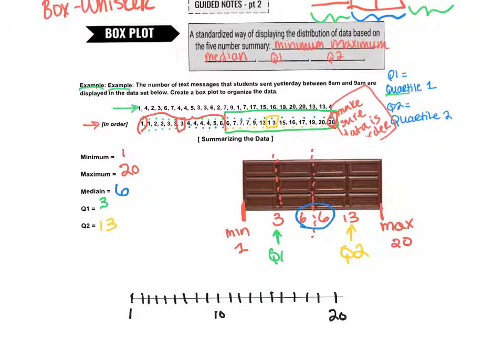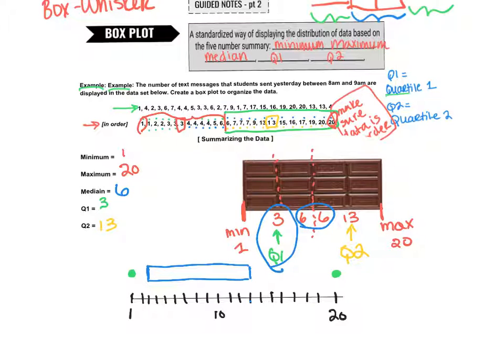The minimum number will have a dot above it, and the maximum number will have a dot above it. So the dots represent the min and the max. The next part of it is we have a box. One side of our box goes on our quartile 1, at 3. And the other side of our box goes at quartile 2, at 13.